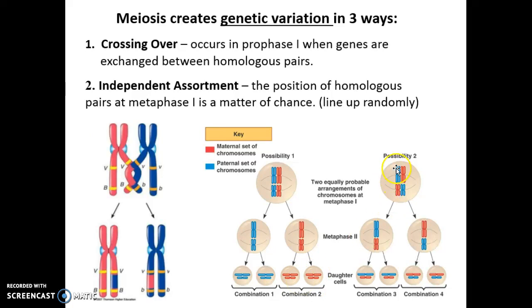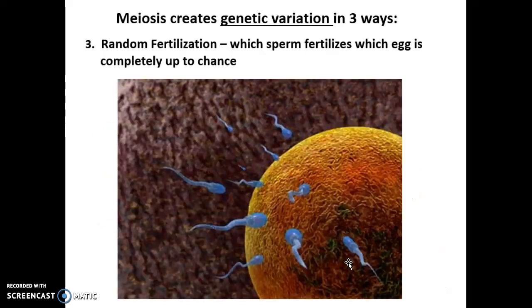Or they could have lined up so some are from dad, some are from mom on one side, and vice versa. So when they separate, you get a nice equal mix depending on which gene from which parent you end up with. Again, which version of the homologous chromosome pair you get is a matter of chance. And then thirdly, we look at random fertilization.